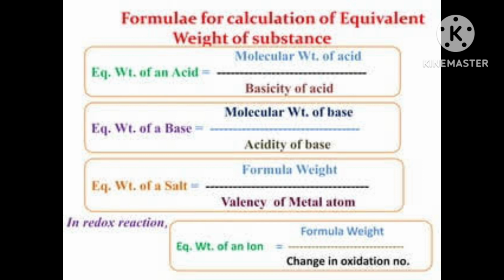Means here you have to consider per electron mass. That is actually called the equivalent weight of an oxidizing agent or reducing agent per electron, because you are dividing by the number of electrons gained or lost. Correct? Per electron, actually, you want to calculate. That is the equivalent weight of an oxidizing or reducing agent. Okay. Very simple formula: molecular weight of the substance divided by the number of electrons gained or lost by one molecule.